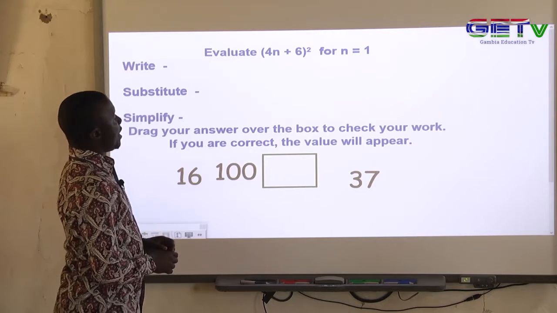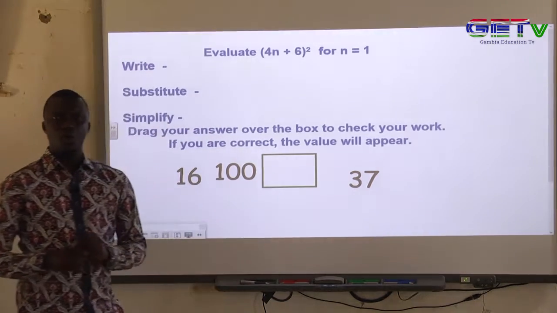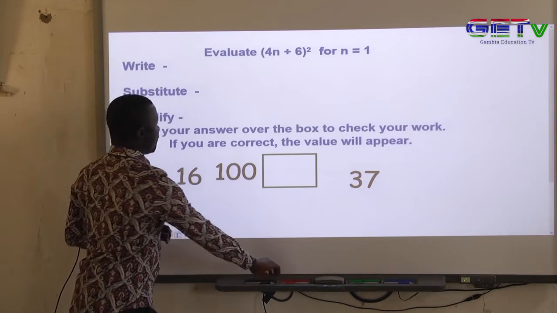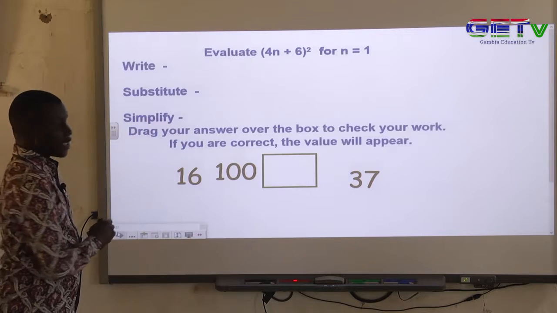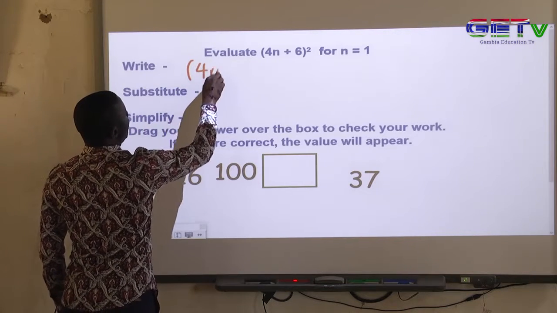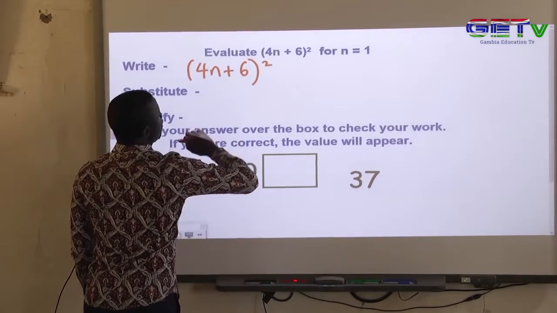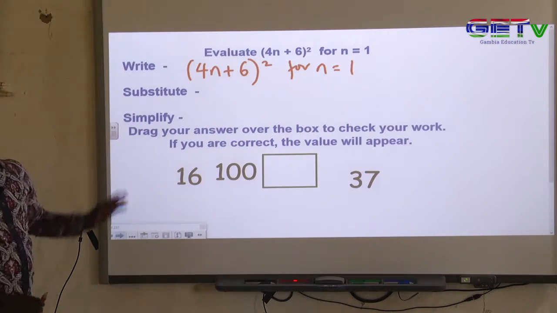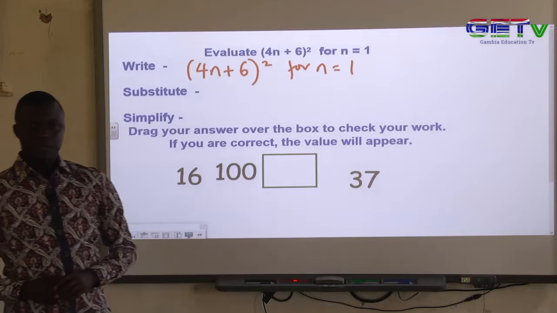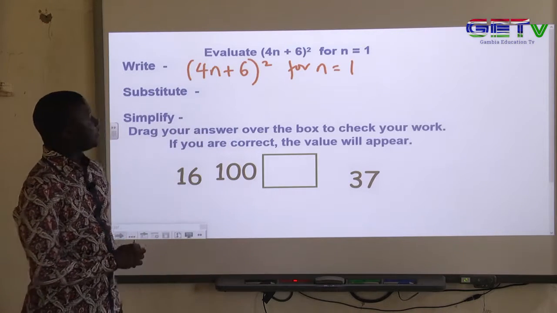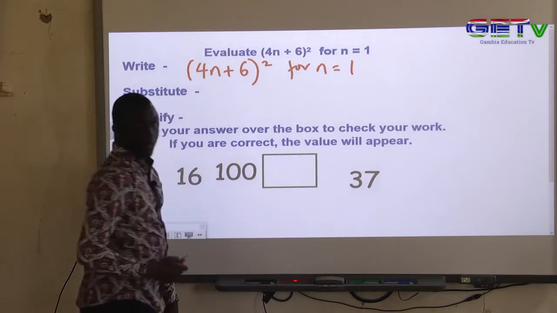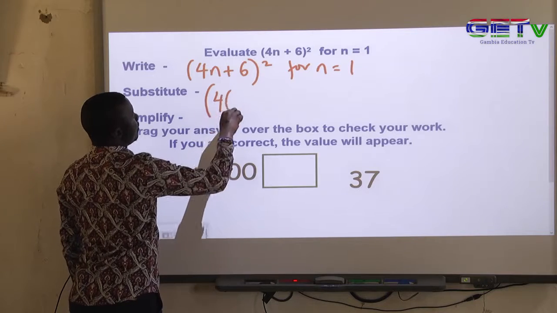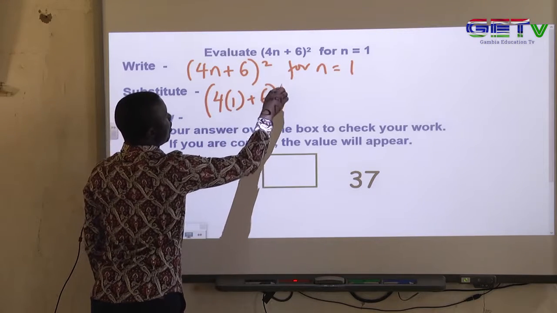Evaluate (4n + 6)² for n = 1. Now, we go by the steps first. The first step says we write the expression: (4n + 6)² for n = 1. This is the first step. We've written the expression, and the second step is substitute. We substitute the value given, which is n = 1. So we have (4 × 1 + 6)².